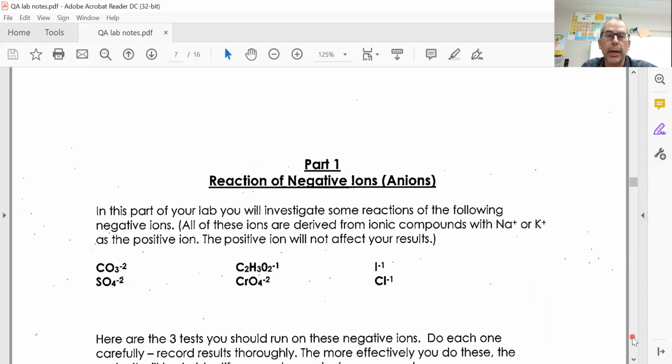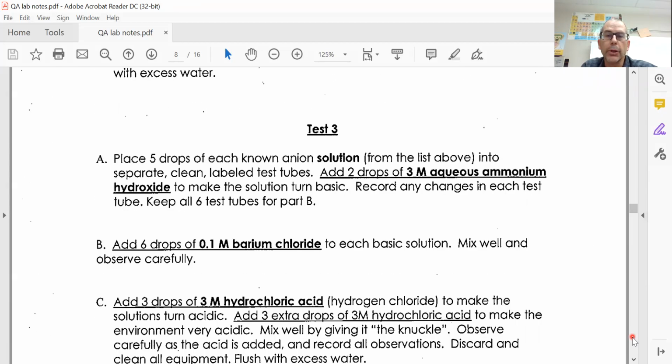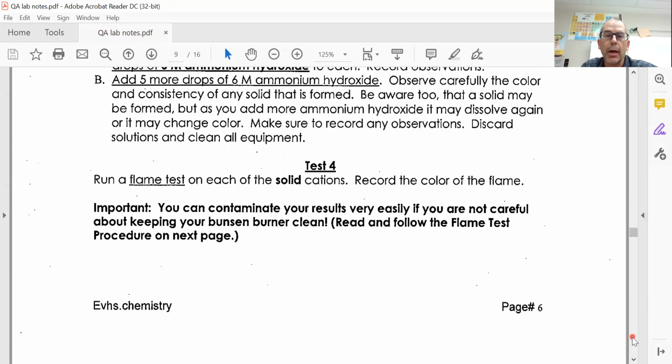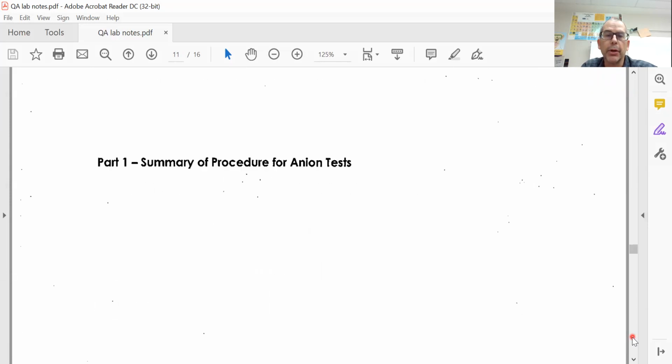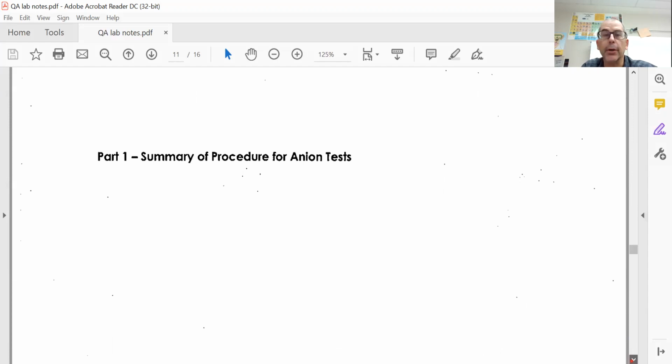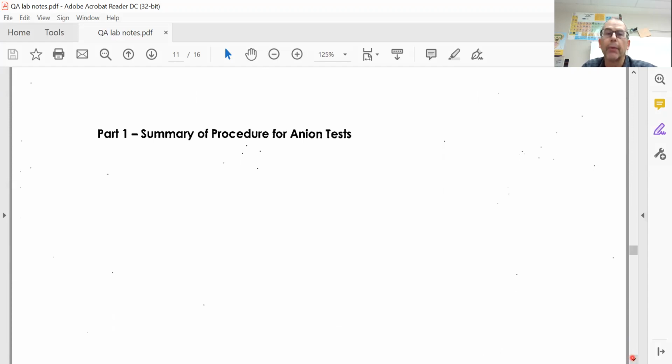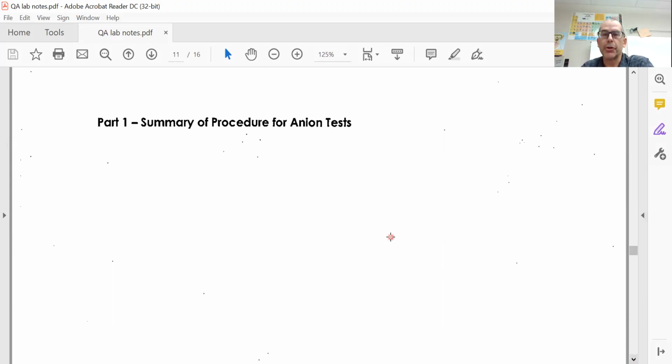There's a place to write right in here. Those are your procedures. And what you're going to do is a summary of your procedure for anion tests before you come to lab that first date, which would be Monday the 10th. You should have the anion test procedure summarized. It doesn't have to be a lot of detail, but maybe bullet points, however you want to do that. Taking a look at that, 1 or 2 pages of procedure, and actually just breaking it down into the core things of what you need to do.